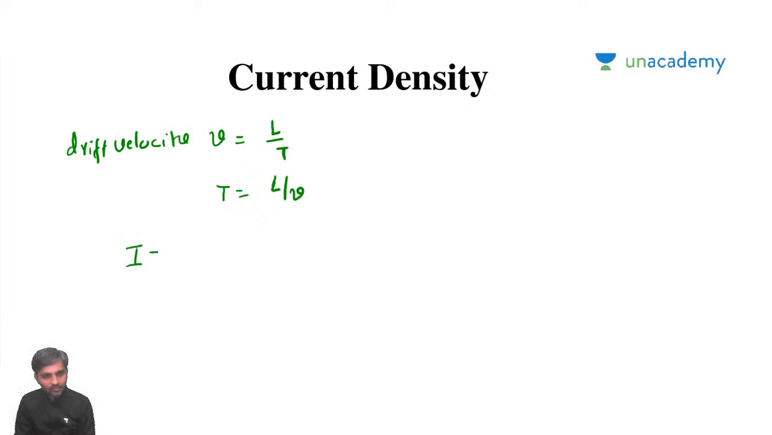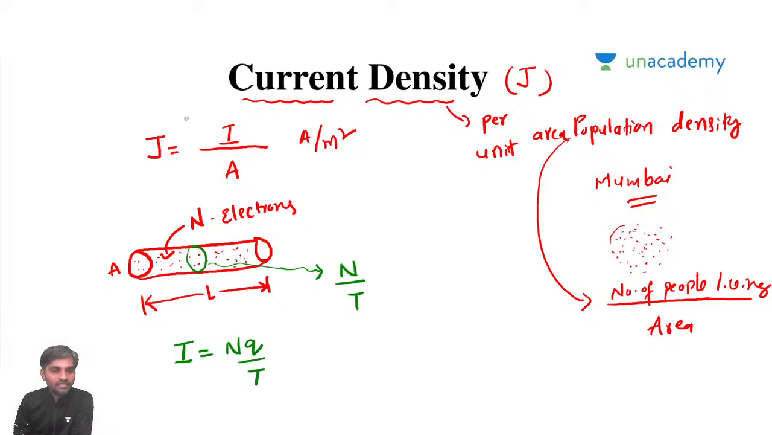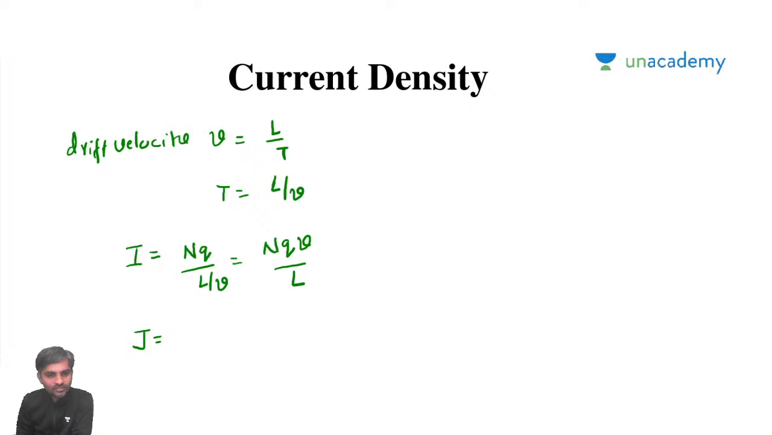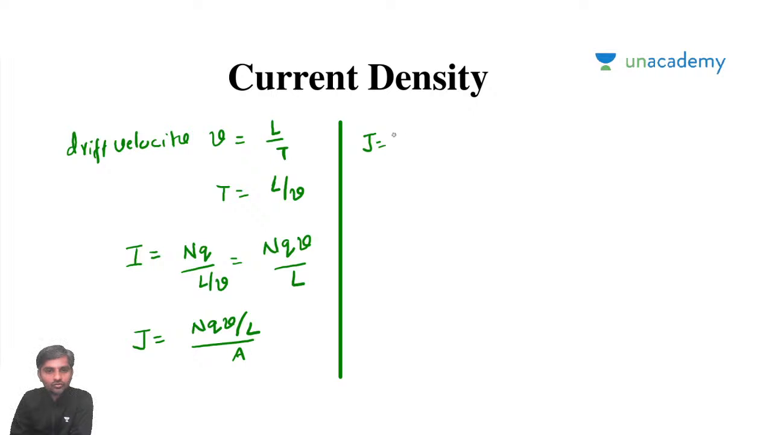So then what will you get? I is equal to Nq by L into v, that is nothing but Nqv by L. Nqv by L is the current I. Now substitute this in the equation of J. We have discussed that J is equal to I by A. So J is equal to Nqv by L into A.